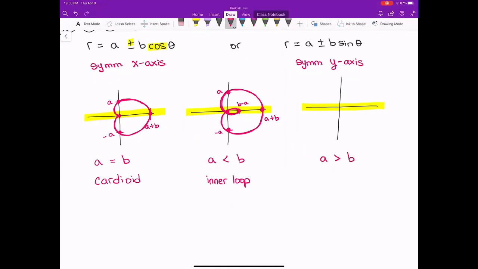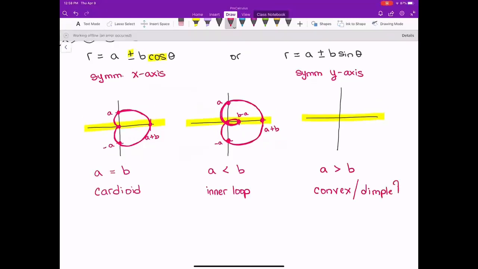We call that like a convex or like a dimpled, it just depends. So the picture on my calculator was more dimpled, but sometimes they will look more convex, meaning that they almost look like they could be a circle, but they are not quite a circle. So again, I'm going with the scenario of A plus B cosine of theta.